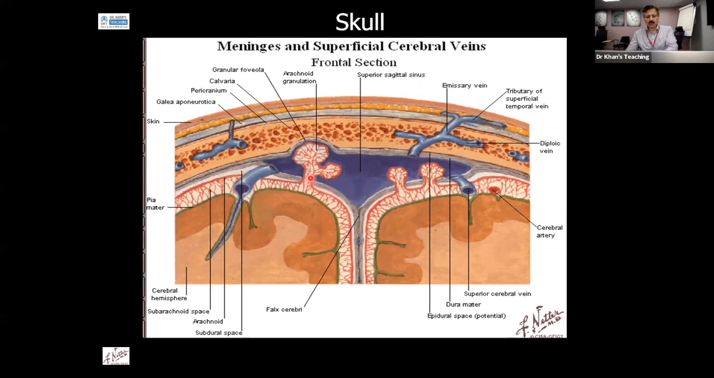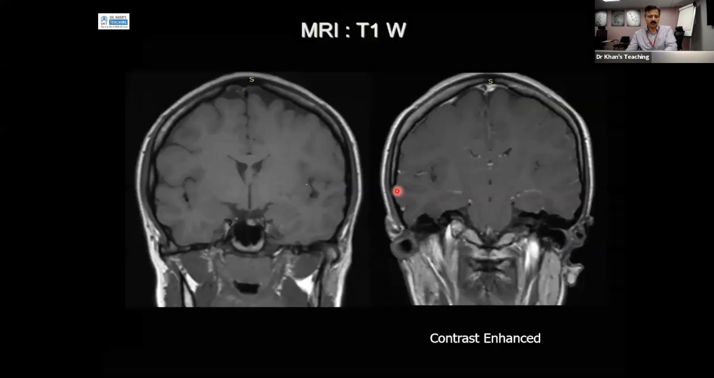So arachnoid granulations, these are the arachnoid granulations which also contain CSF, and sometimes they go into the bone and they will cause a bony lytic lesion. So you have to know that as a normal variant.